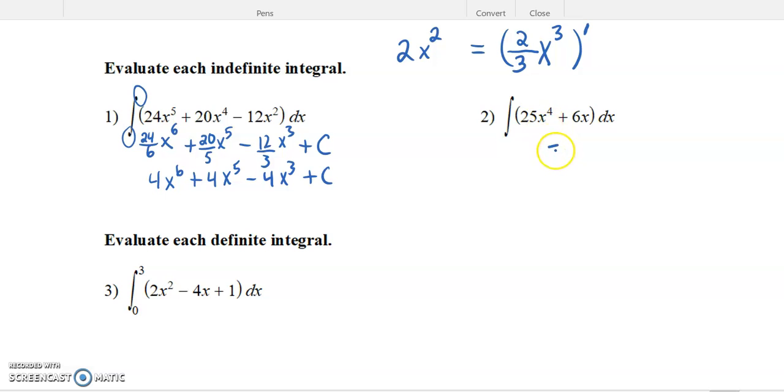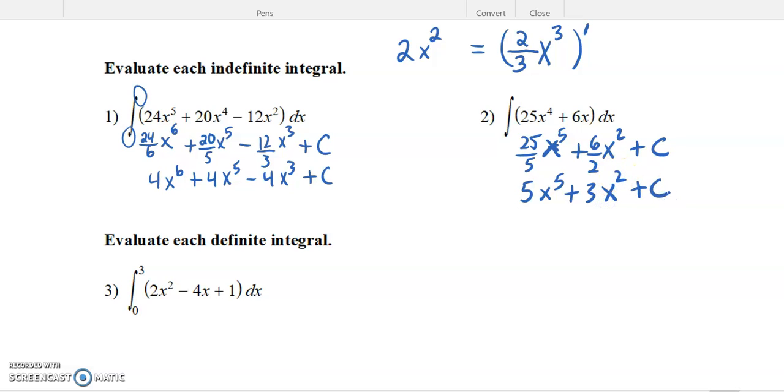For the next one, we'll write x to the 5th power, and then we'll divide the 25 by 5, plus x squared, and then we'll divide the 6 by 2, plus c. So reducing this, we'll get 5x to the 5th plus 3x squared plus c.